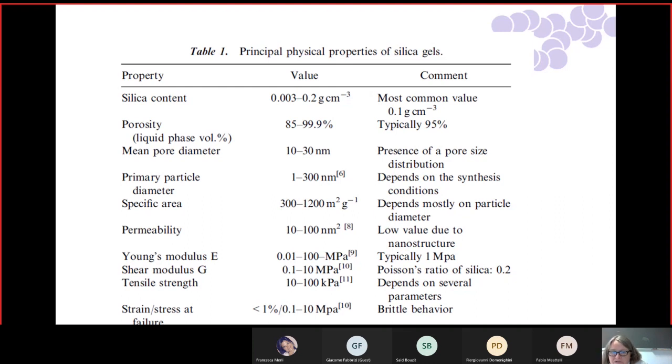And we'll get into down here, these things, Young modulus and shear modulus have to do with aerogel strength. And I will get into that tomorrow. I won't cover that today. And so we'll talk a little bit about the strength. This does not have information on thermal properties, but I will also talk about thermal properties tomorrow.